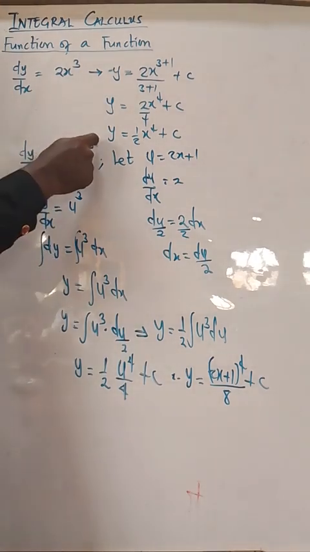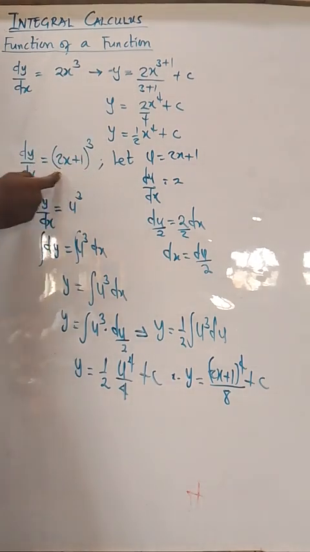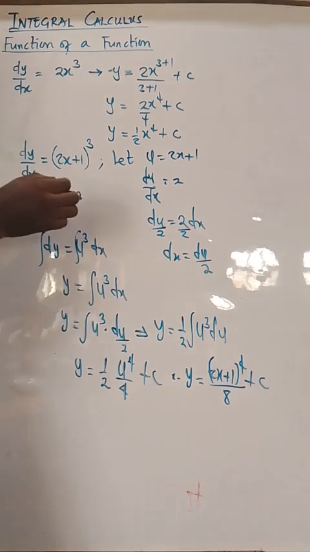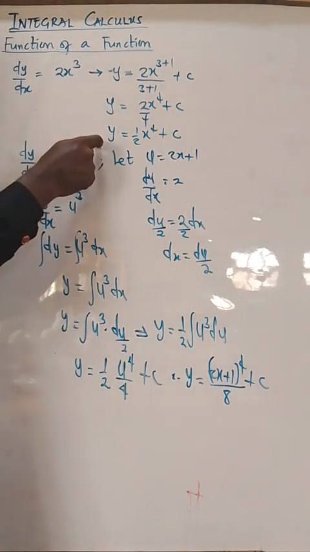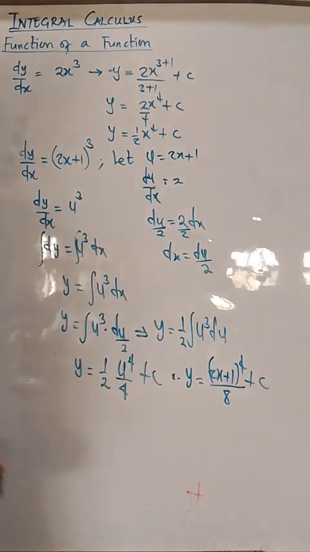We add 1 to the power, that's 4. You add a new power, 4. We now divide by the differential of what you have inside. So if you differentiate 2x plus 1, that is 2. It means you integrate in general. I assume this is just ordinary x. You add 1 here, it becomes 4. Divide by 4. So if you do that, you get this.